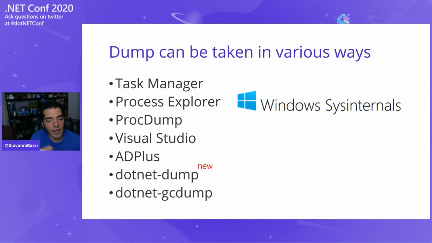Dumps can be taken in various ways. You can use the Task Manager in Windows. You can do it right now on your machine and take a memory dump. You can use Process Explorer or ProcDump from Sysinternals. They will help you take dumps, and you can configure ProcDump to take a dump at a specific point in time. Visual Studio is also able to take memory dumps. ADPlus is an old application from Windows that you can use to take memory dumps, and you can also set it up to take a memory dump at an exact point in time. And the two new ones are dotnet-dump and dotnet-gcdump. We'll talk about those two a little bit more.